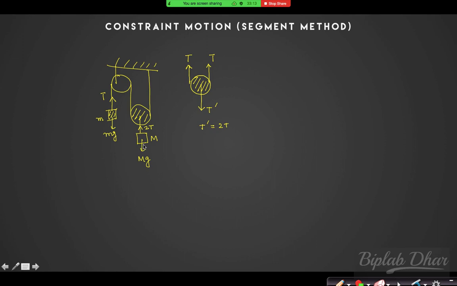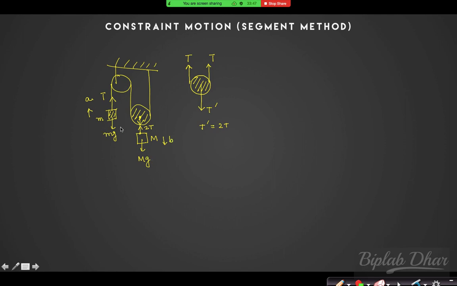T prime and 2T are not action-reaction forces. Action-reaction forces occur on the same body, if you consider that of the mass and that of the pulley. This is one string, so the forces are 2T on the pulley and upward 2T on the mass capital M. Now, if you draw the free body diagram, let us assume this acceleration is A and this acceleration is B.